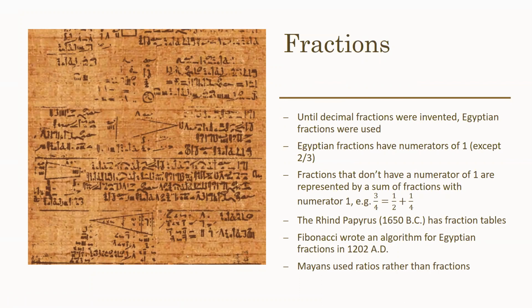Basically, if you want to add fractions, multiply fractions, whatever, you have to go look up fraction tables. And it's really kludgy, and it takes a long time. We can find these tables in papyri from ancient Egypt. Fibonacci was still using them in 1202 AD.